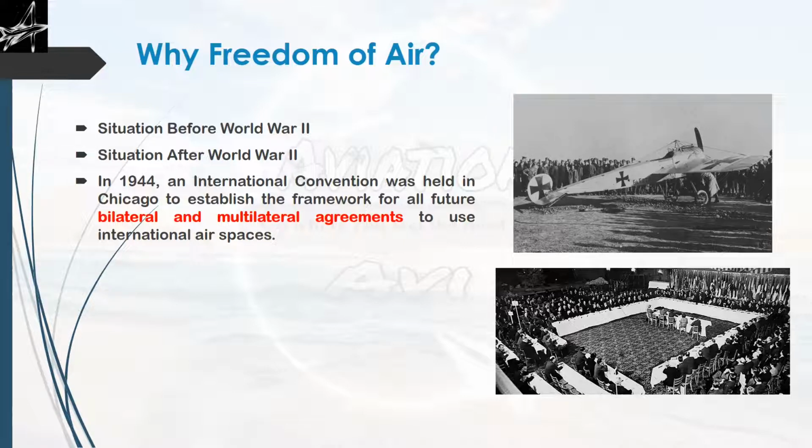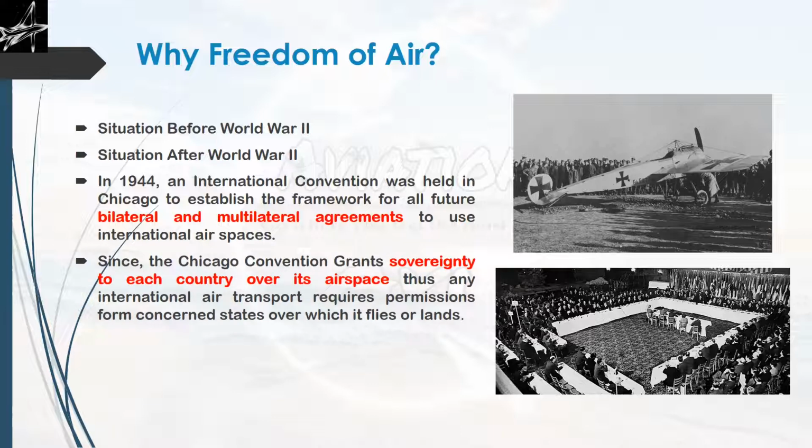Bilateral agreements are the agreements between two states, and multilateral agreements are the agreements between a number of states together. A very good example of multilateral agreement would be the Chicago Convention. Since the Chicago Convention, as we discussed in the video of how ICAO was formed, grants sovereignty to each country over its airspace, any international air transport requires permission from concerned states over which it flies or lands.